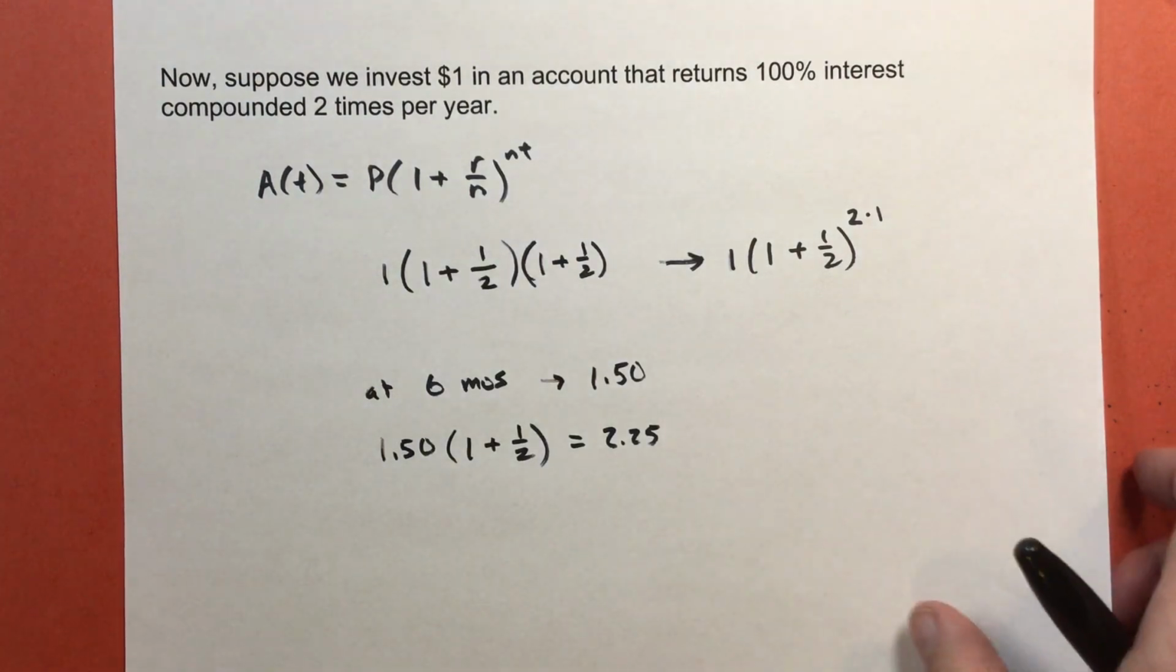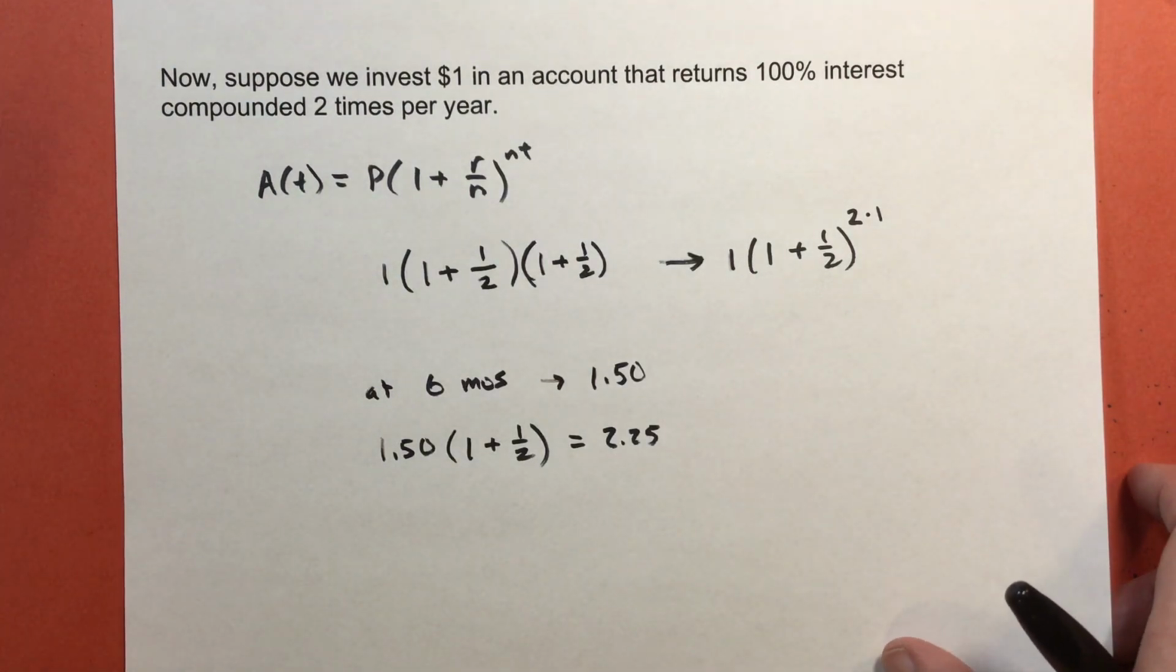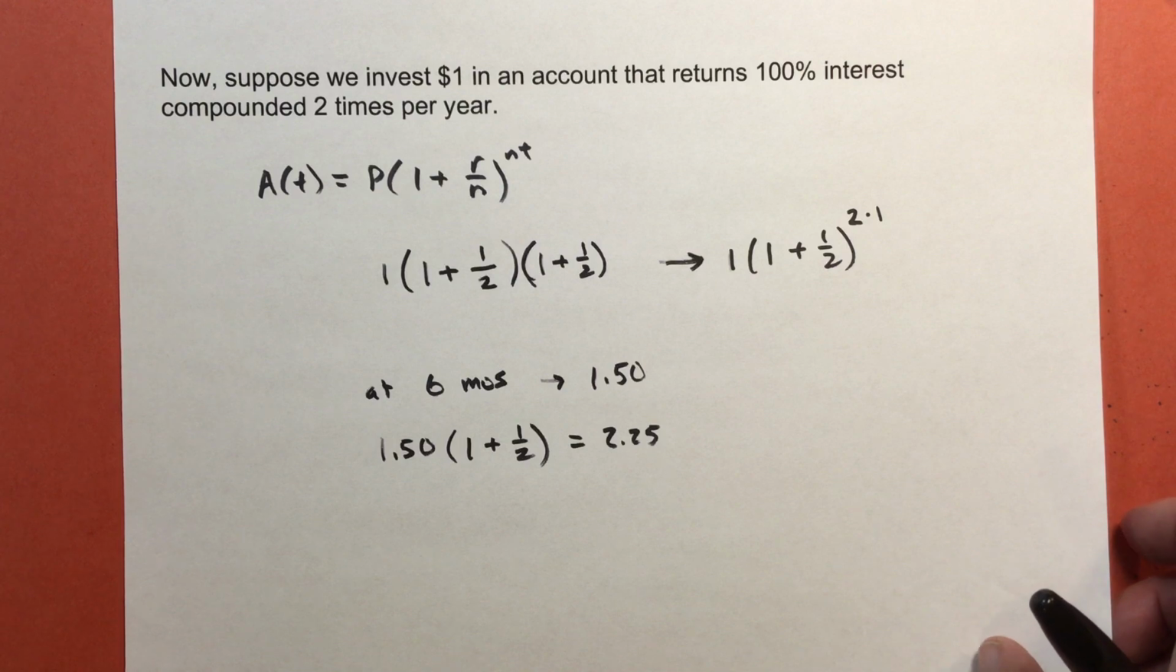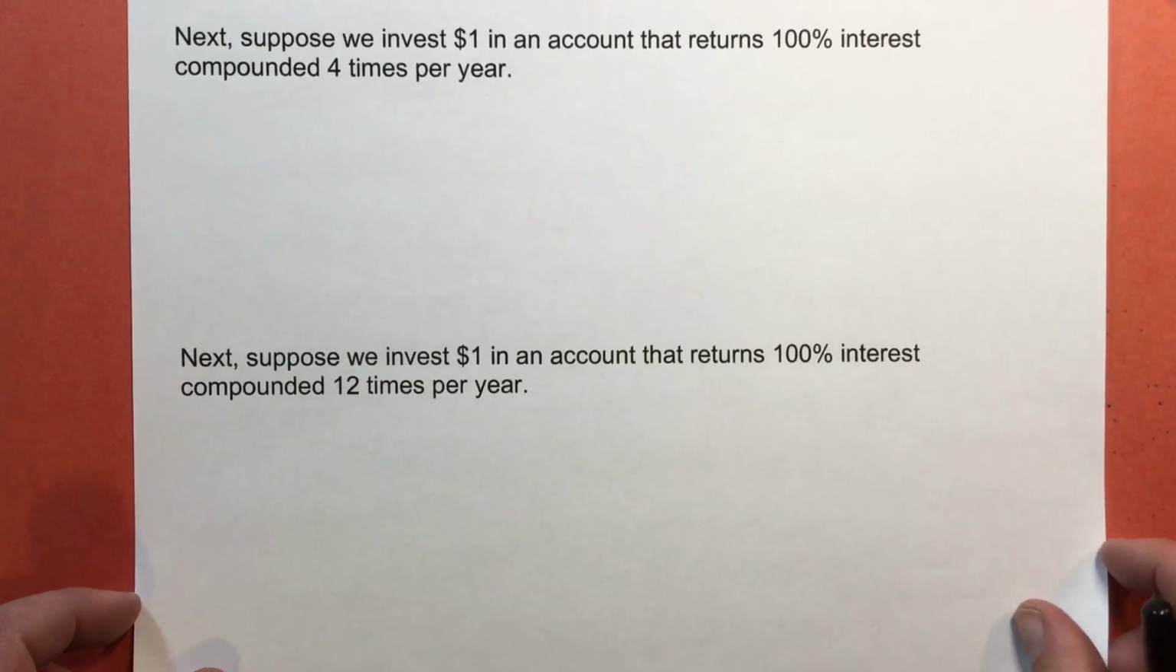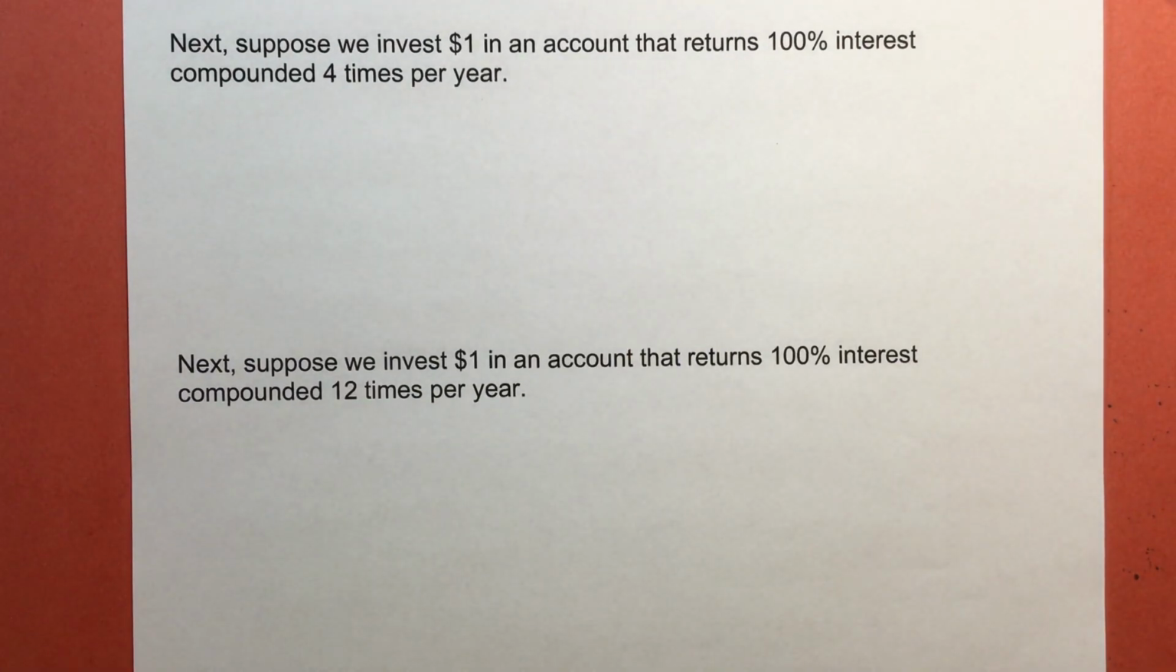Okay, so now I'm a pretty smart guy. The only thing that I changed between the first time and the second time was the fact that halfway through I looked at my money and put it back. What if I look at my money more often? So let's say we invest $1 in an account and it returns 100% interest. We'll keep those numbers easy, but this time we're going to check 4 times per year.